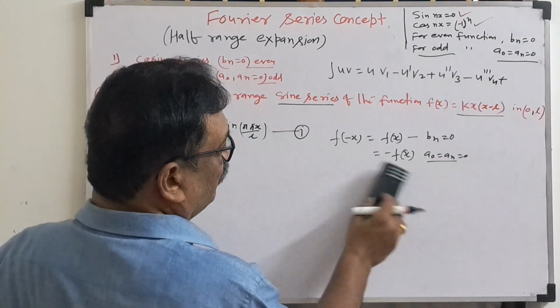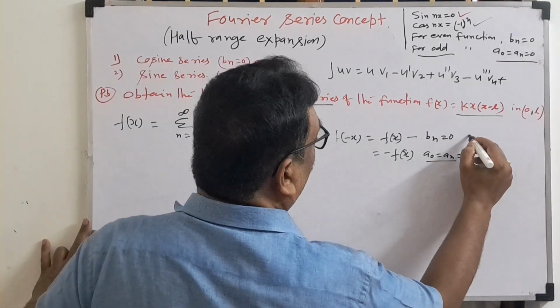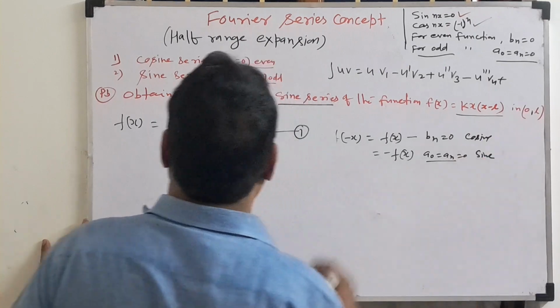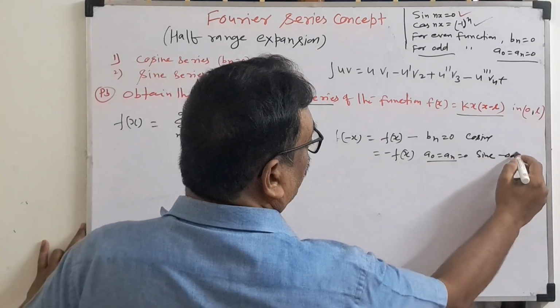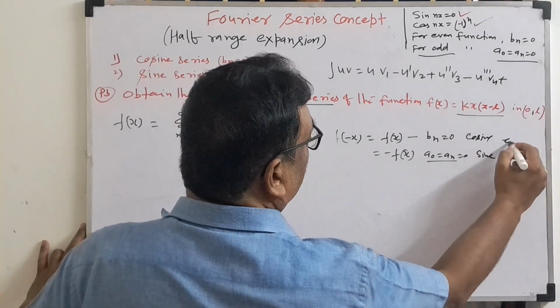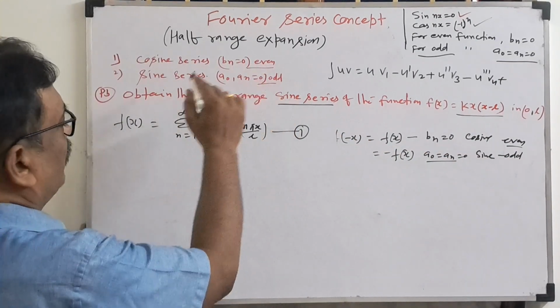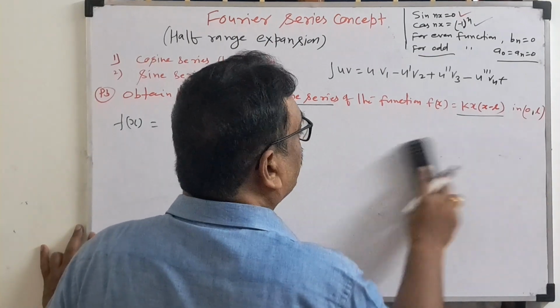So this odd and even functions and sine series, cosine series: this will be the cosine series, this is sine series. Odd function, sine series; even function, cosine series. Wherever cos will be there, even function; sine will be there, odd function. That way also you can remember.